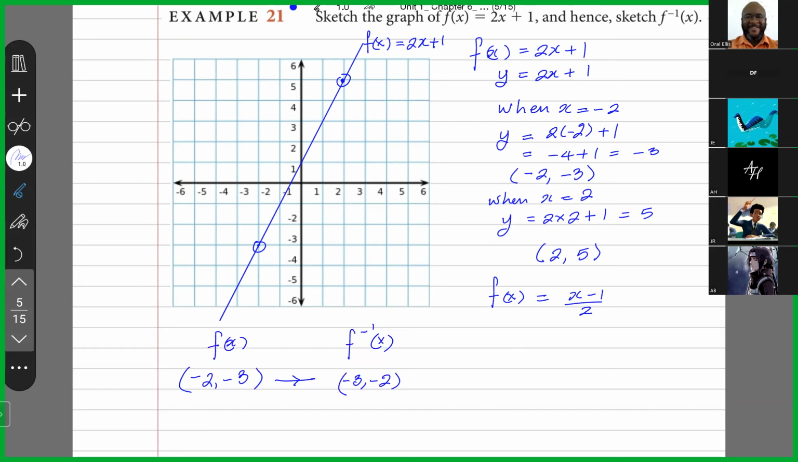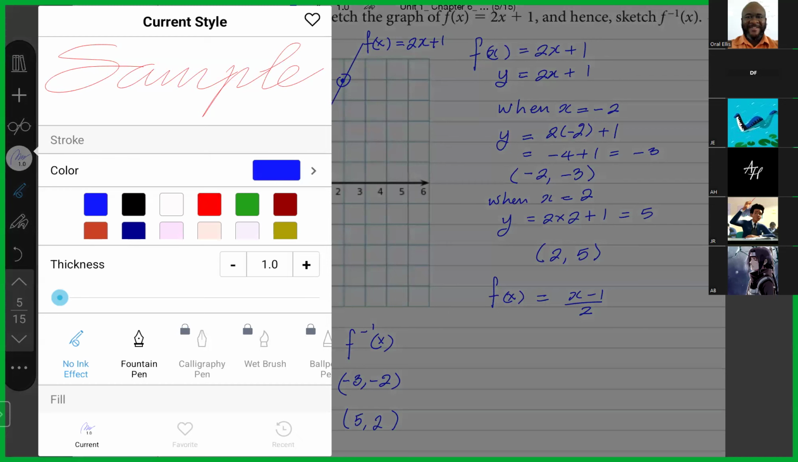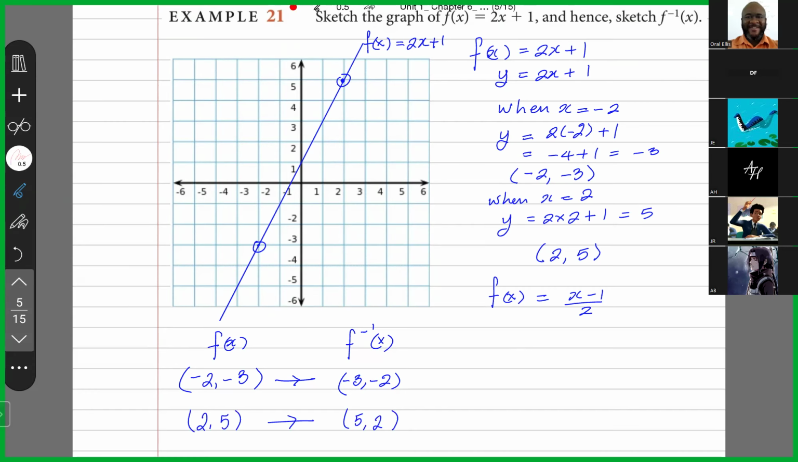I only need 2 points for a straight line graph. Now the next point, 2, 5 on f of x is going to become the point 5, 2 on f inverse of x. All right, let me change some colors. I'm just going to draw the line y is equal to x.